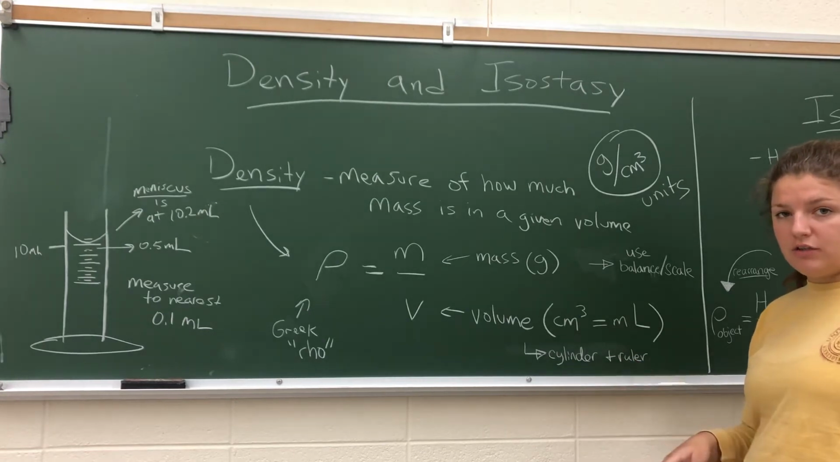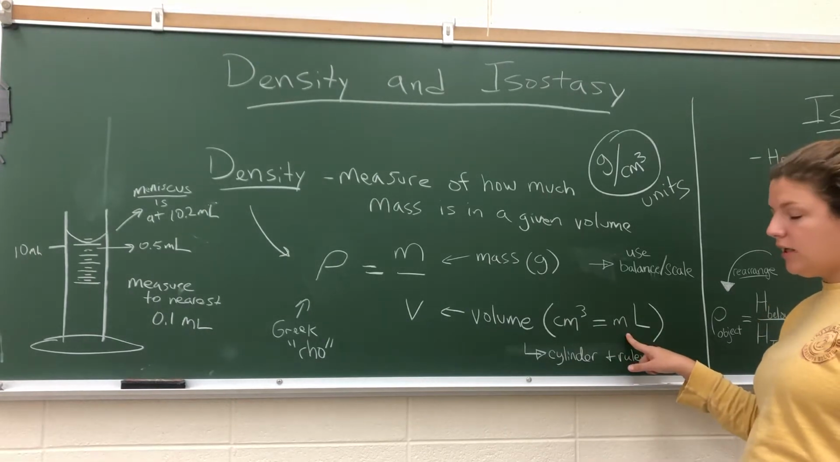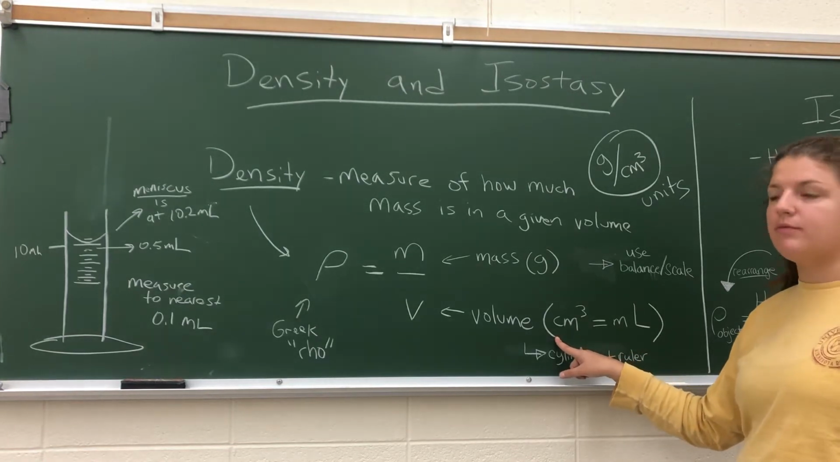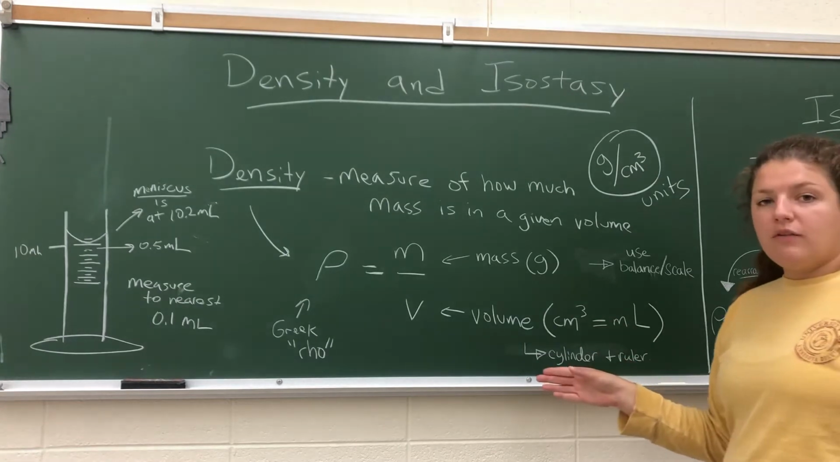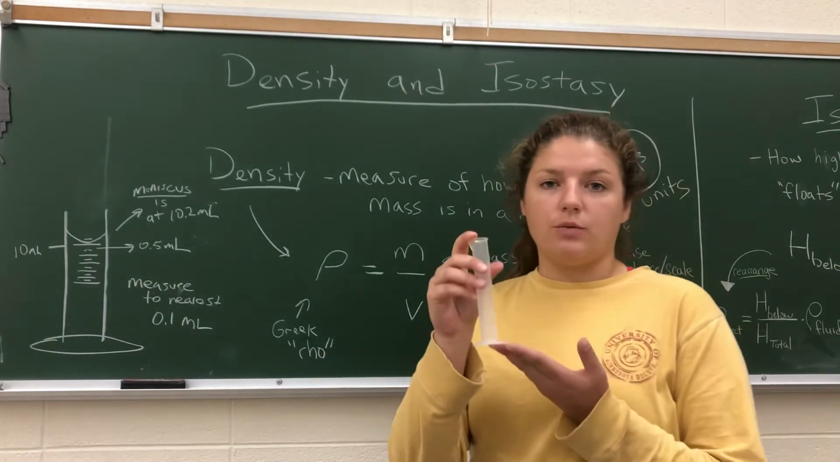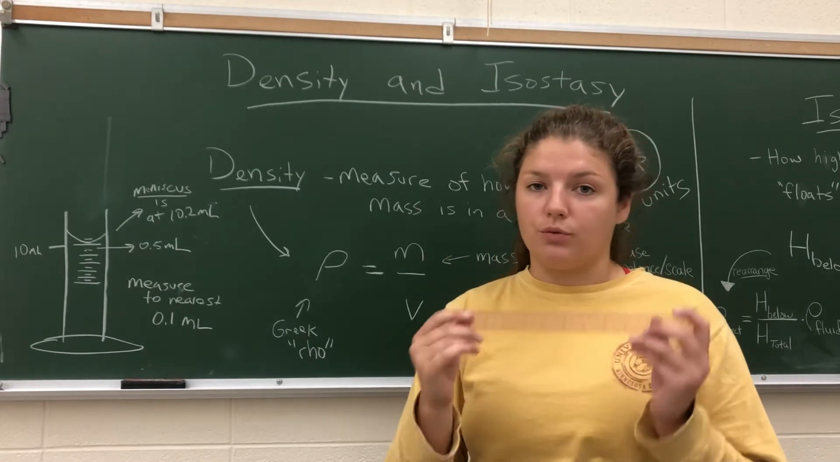Now, this conversion is very simple. 1 milliliter equals 1 cubic centimeter. Keep that in mind for your lab. When we're measuring volume today, we're going to be doing it in two different ways. One is with a graduated cylinder and the other is with a ruler.